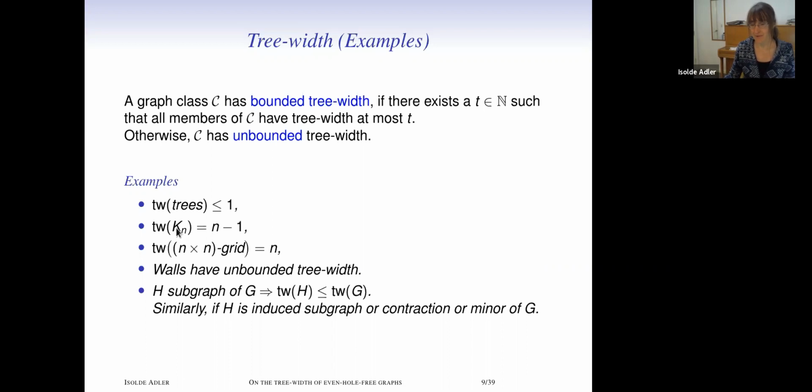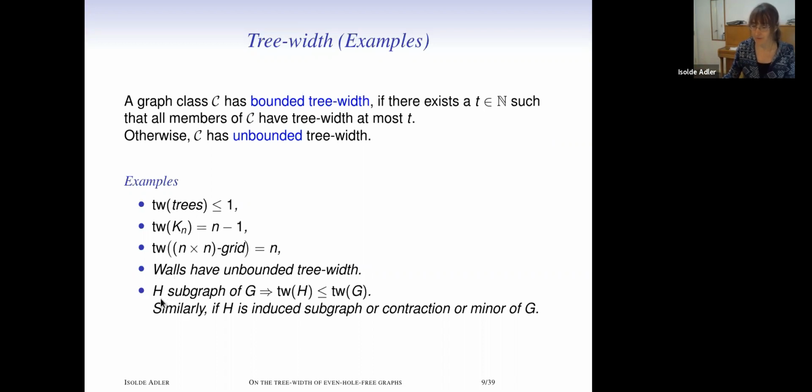Complete graphs: the complete graph on n vertices has tree width n minus 1. Basically, it doesn't have tree shape at all, so we have to put everything in one bag. So complete graphs have unbounded tree width. The class of all complete graphs has unbounded tree width. The n by n grid has tree width n. So again, the class of all grids has unbounded tree width. And similarly, the class of all walls has unbounded tree width.